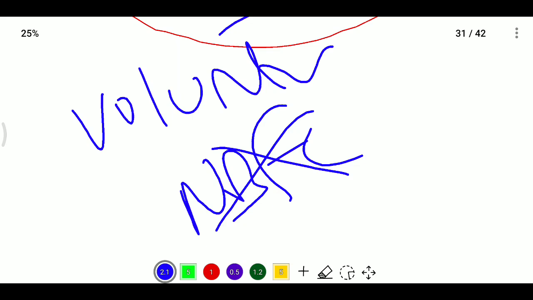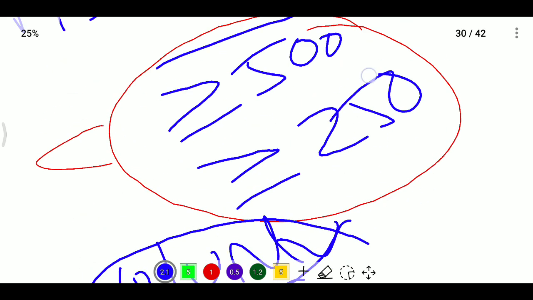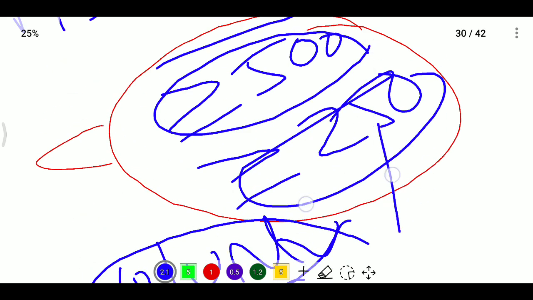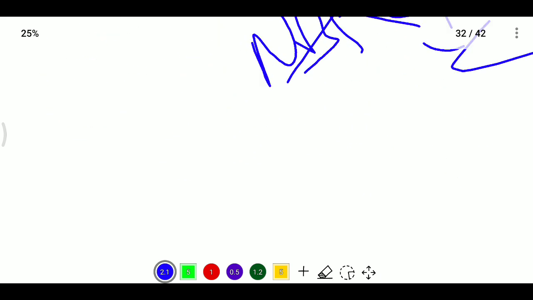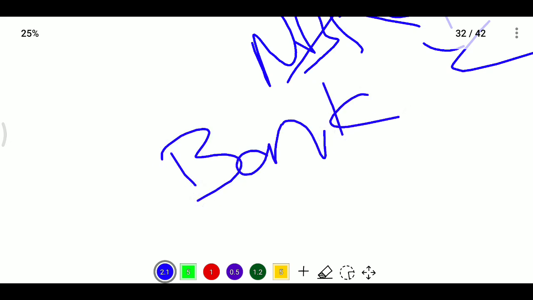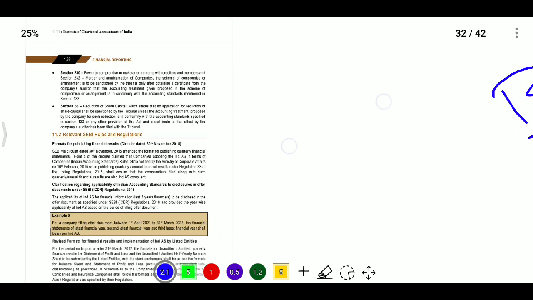Next, if an entity has started Ind AS, whether on a voluntary basis, 250 crores basis or 500 crores basis, then it is required to follow Ind AS forever, even if their net worth falls below the threshold. At present we are talking about companies and NBFCs, but banking companies and insurance companies, as of now, Ind AS is not applicable for them.